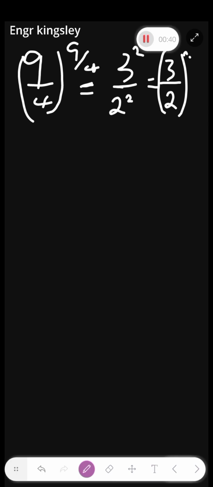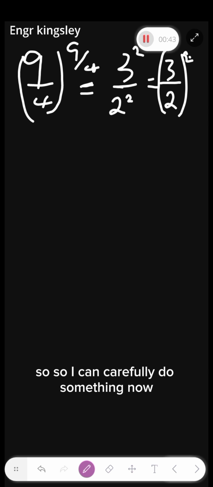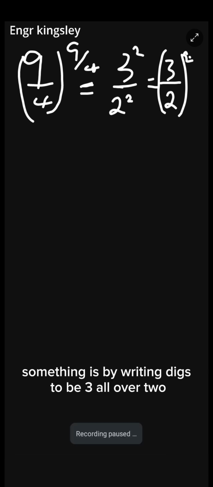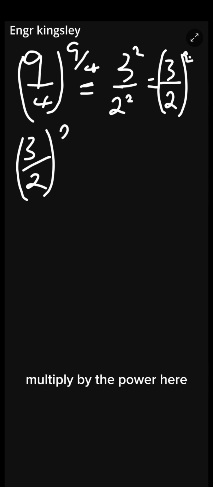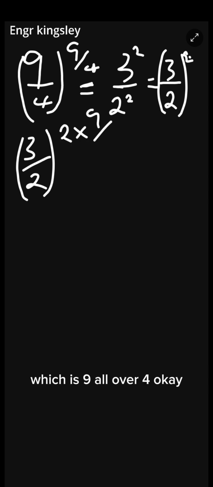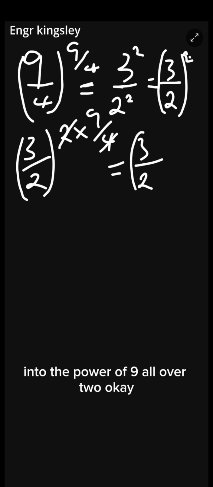So I can carefully do something now, by writing this as 3 all over 2, all to the power 2, with what I have in the bracket multiplied by the power here, which is 9 all over 4. Here 2 cancels 4, so it will be remaining 3 all over 2 inside the bracket, to the power of 9 all over 2. So this is a fraction.